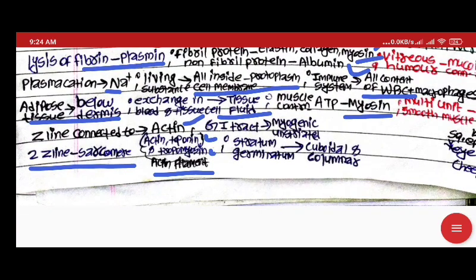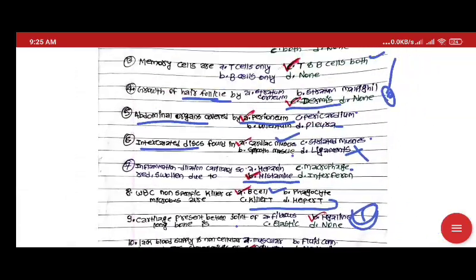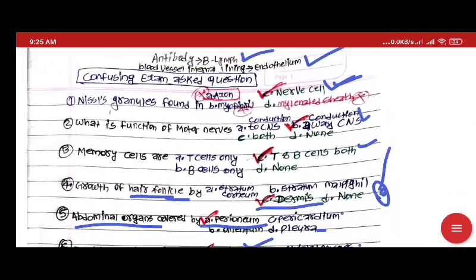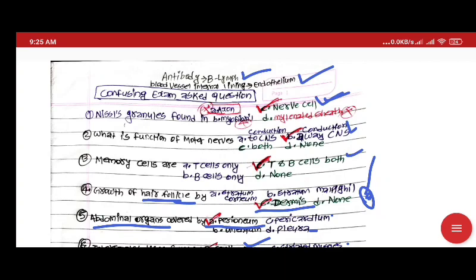Now GI tract or abdominal muscles have what? Myogenic and unstriated type of muscles. Now also we have stratum germinativum. Now stratum germinativum is a cuboidal and columnar derivative type of tissue. So this is up to here. Now we will continue to our next lecture question.